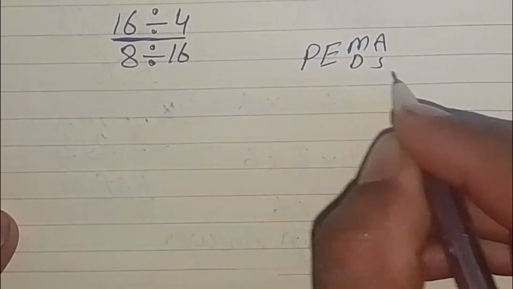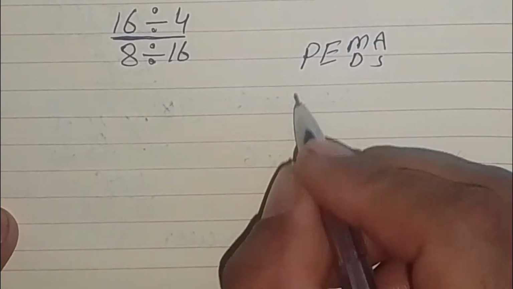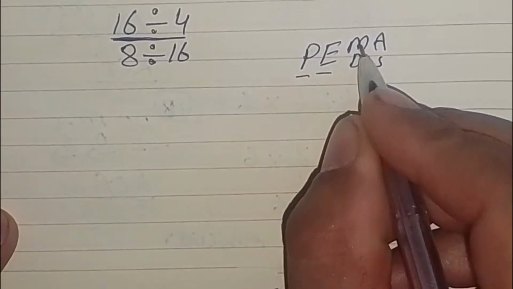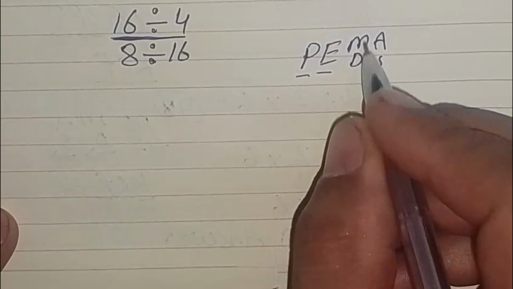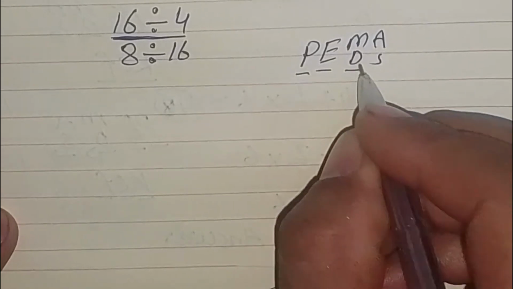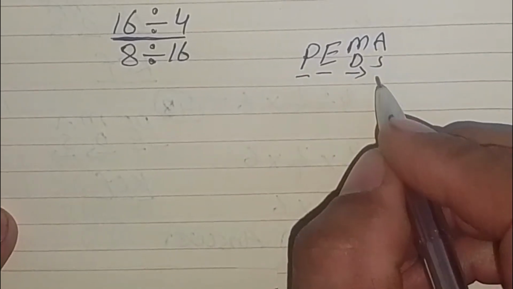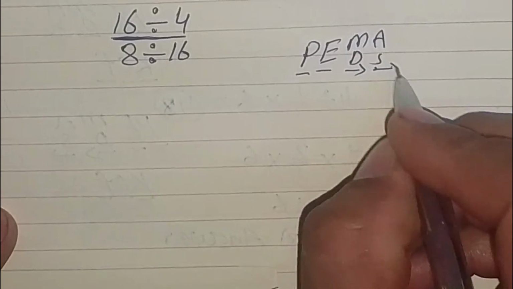According to PEMDAS rules, first we solve parentheses, then exponent, then multiplication or division. Multiplication or division we solve from left to right, and addition or subtraction we solve from left to right.